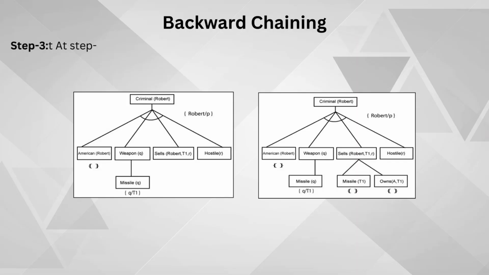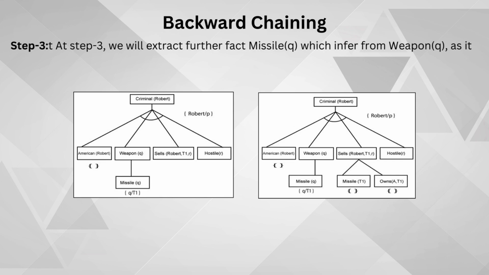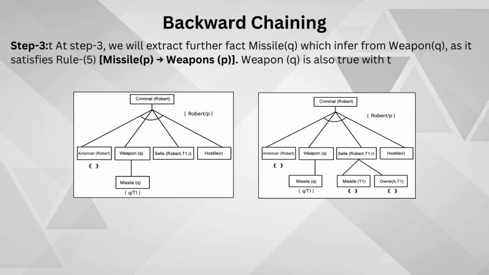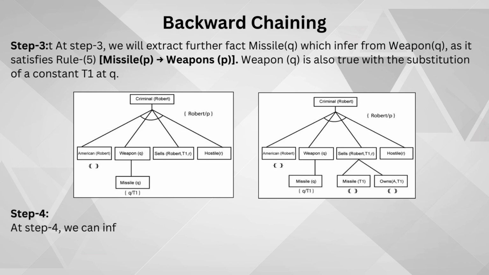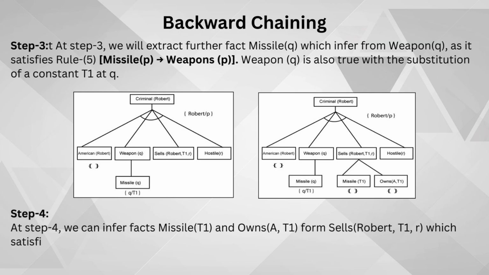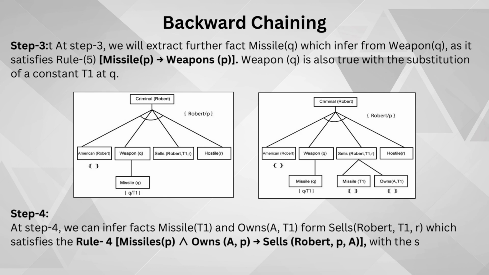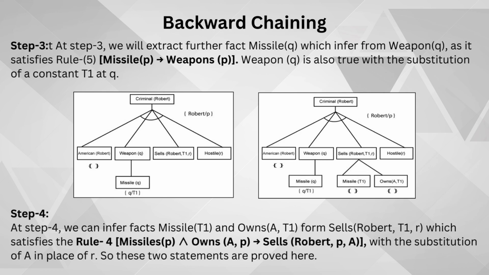Finding more clues. In step number 3, we will be finding more clues for Q. We have got a clue that says Robert might have sold something. Robert sells Q to R, and this could be related to being a criminal. But what did he sell? Well, we know that Q is a missile, connected to a weapon, because of rule 5, that is P is a missile and P is a weapon.